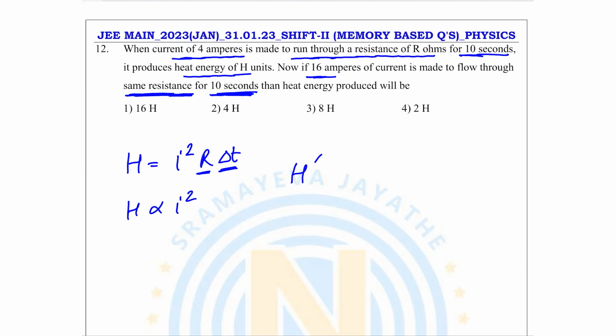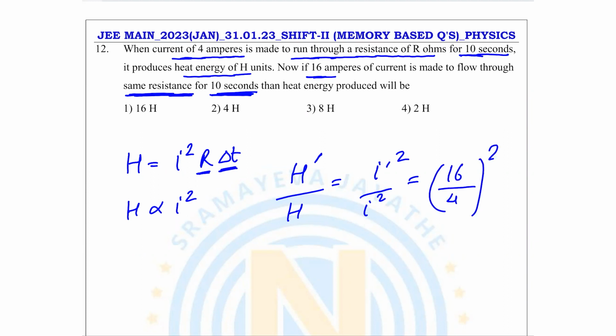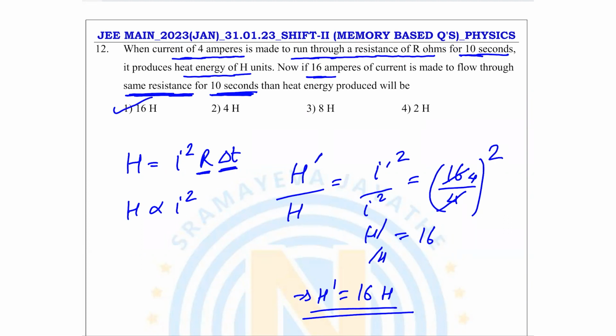So that means heat is going to be proportional to I square. So the second case heat, let's call it as H prime, and initial case heat, this must be equal to I prime squared divided by I squared. So it is 16 over 4 squared. So answer is 16. So H prime over H is 16. That means H prime is 16 times H. So 16H is the answer, first answer.